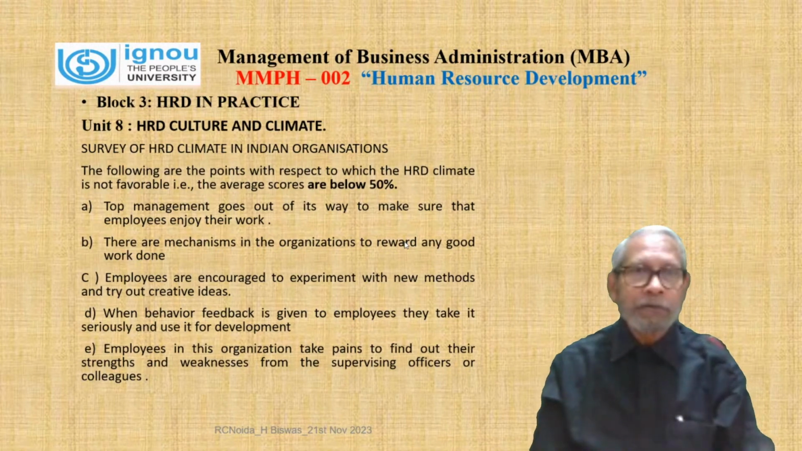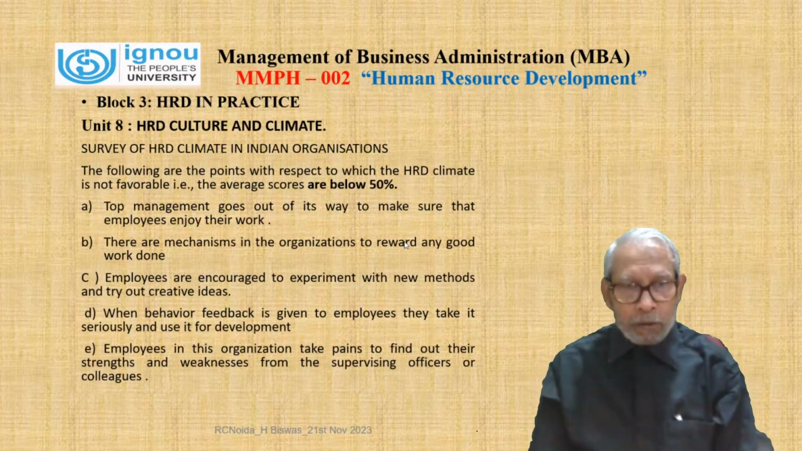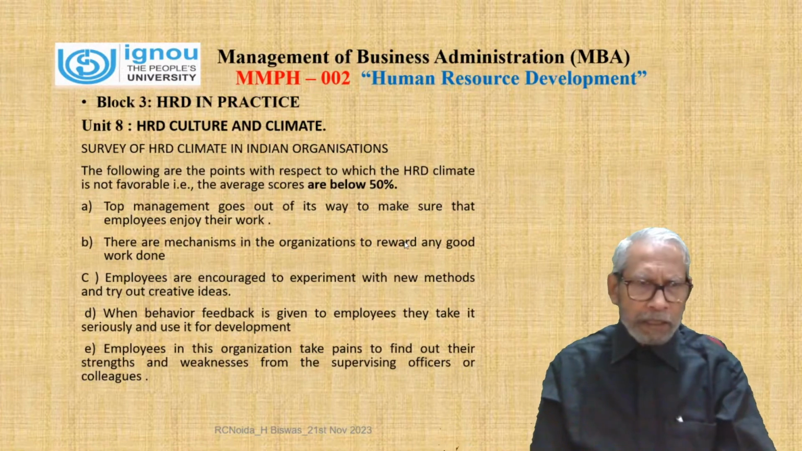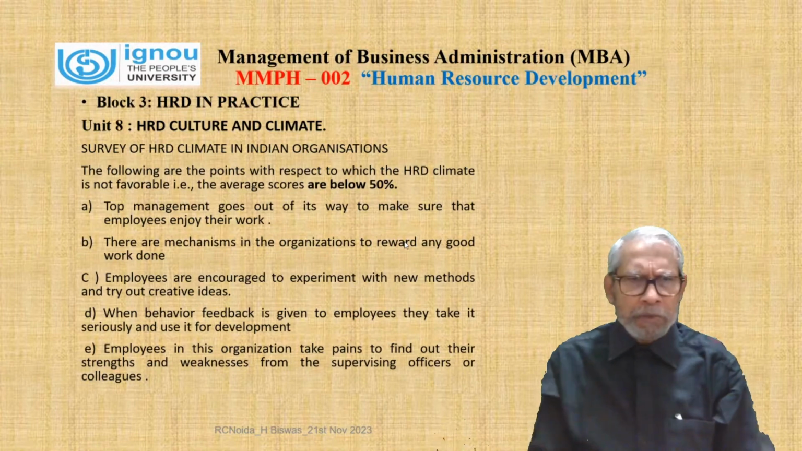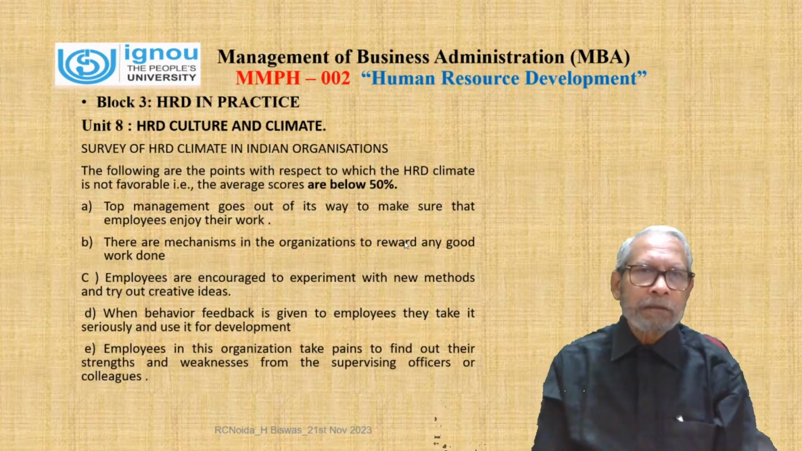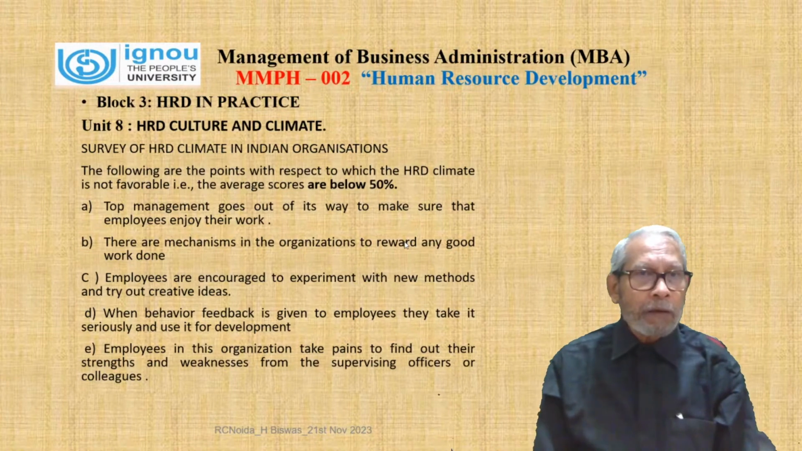They should have award systems. Employees are encouraged to experiment with new methods and try out creative ideas. If anybody asks employees, are you experimenting with anything, or have you done any creative ideas in the organization, and you say no, I have not done anything, that type of environment is not there. It means the average score is negative. This is the way you can calculate it.